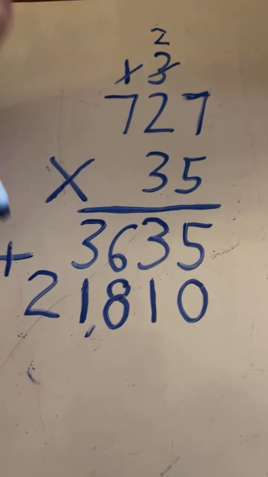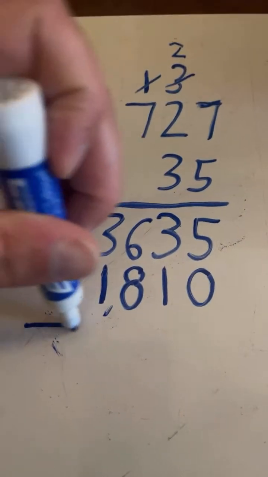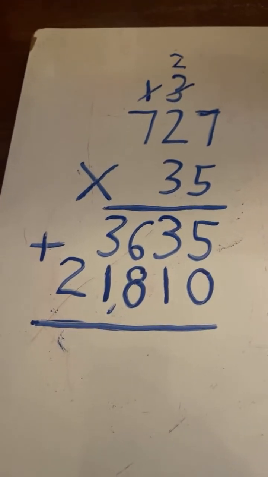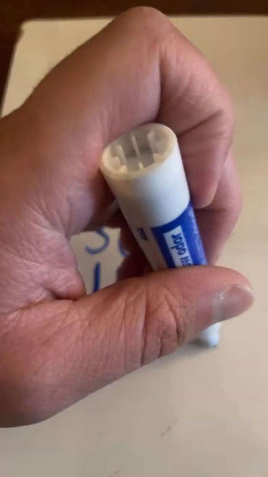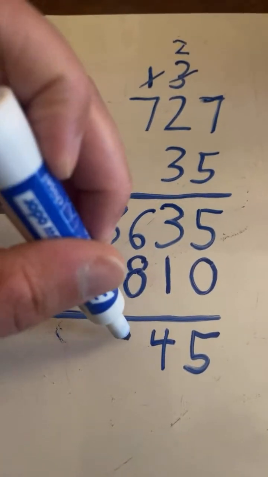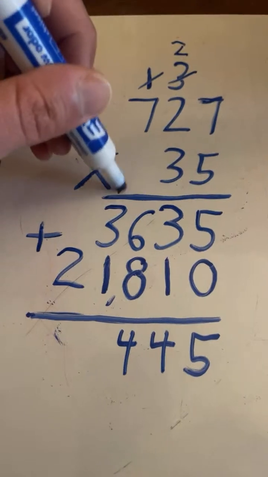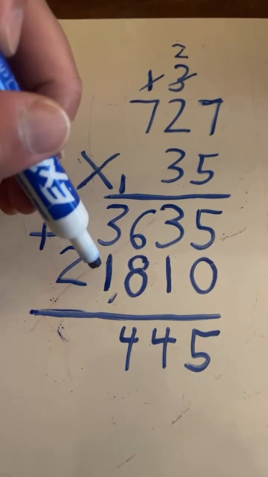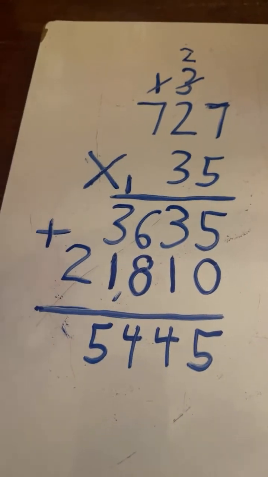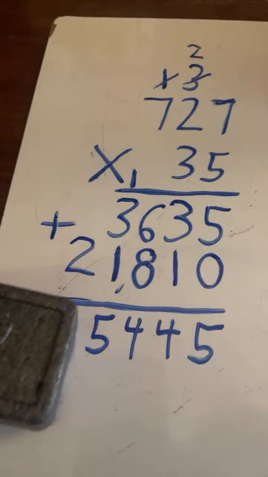Now, to get our final answer, we have to add these two numbers together. All right, 5 plus 0 equals 5. 3 plus 1 equals 4. 6 plus 8 equals 14. 4 carry the 1. 1 plus 3 plus 1 equals 5. And 0 plus 2 equals 2.